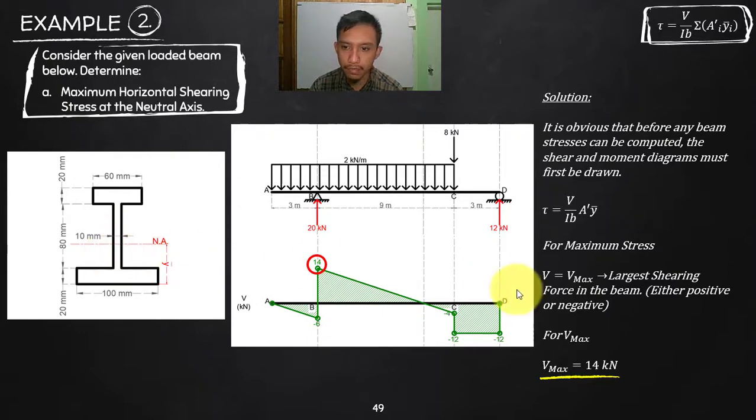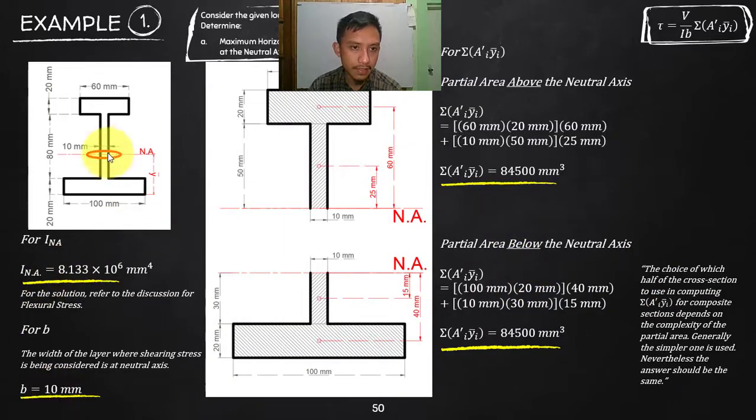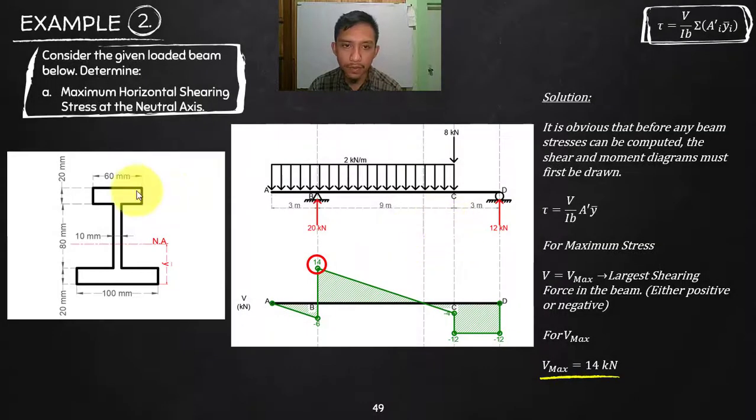So our B here is your 10, which is the dimension. However, we need to find the maximum shear. Again, draw the shear moment diagram, use the shear diagram, and look at the absolute maximum. It could be negative or positive, and that is your 14, which is found at your support at point B.